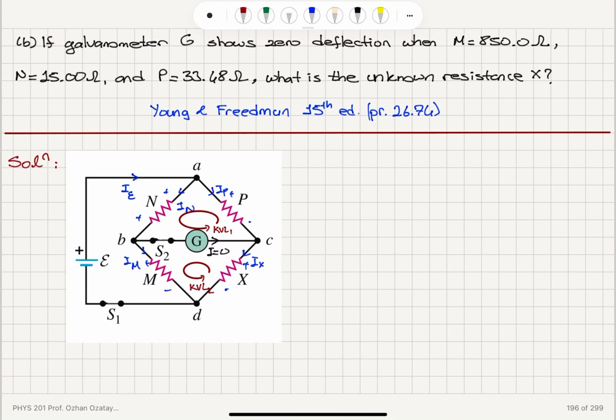And part B: if the galvanometer G shows zero deflection when M is 850 ohms, N is 15 ohms, and P is 33.48 ohms, what is the unknown resistance X? Okay, so let's start with part A.